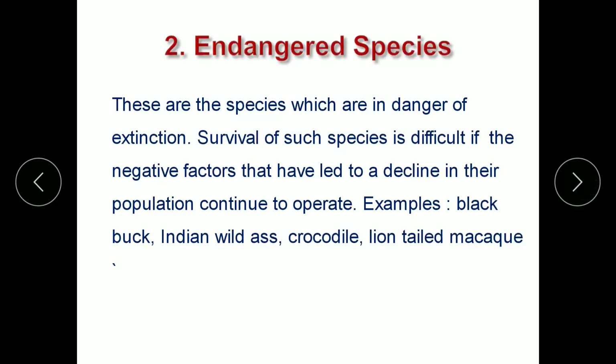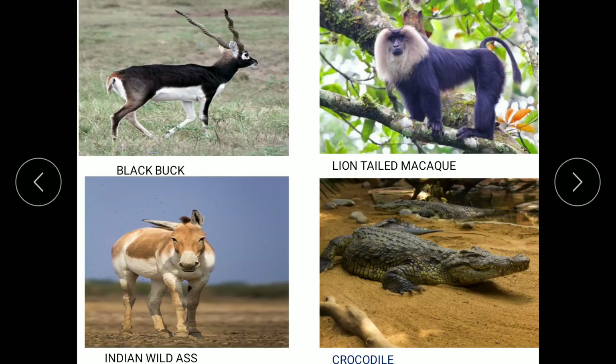Now you see the endangered species. These are the species which are in danger of extinction. If we do not take proper care and negative factors increase, then a day will come when they will perish. They will be extinct. So a lot of care we have to initiate. For example, the black buck, Indian wild ass and crocodile belong to these endangered species. These are the long-tailed macaque, Indian wild ass, black buck and crocodile. These are the pictures of some of these species.